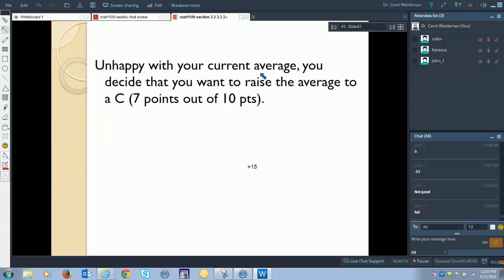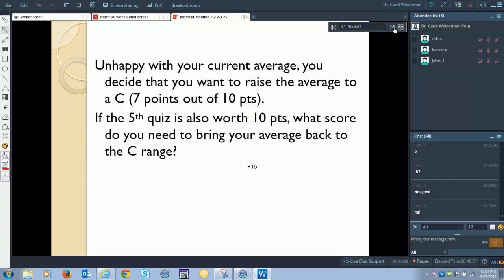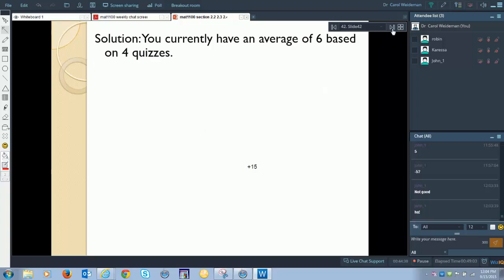All right, so let's see what's going to happen now. You're unhappy with your current average and you decide you want to raise the average to a C. So you want to get back up to a C, which is a 7. If the 5th quiz is also worth 10 points, what score do you need to bring your average back to the C range? Okay, so remember, right now you have 24 points.